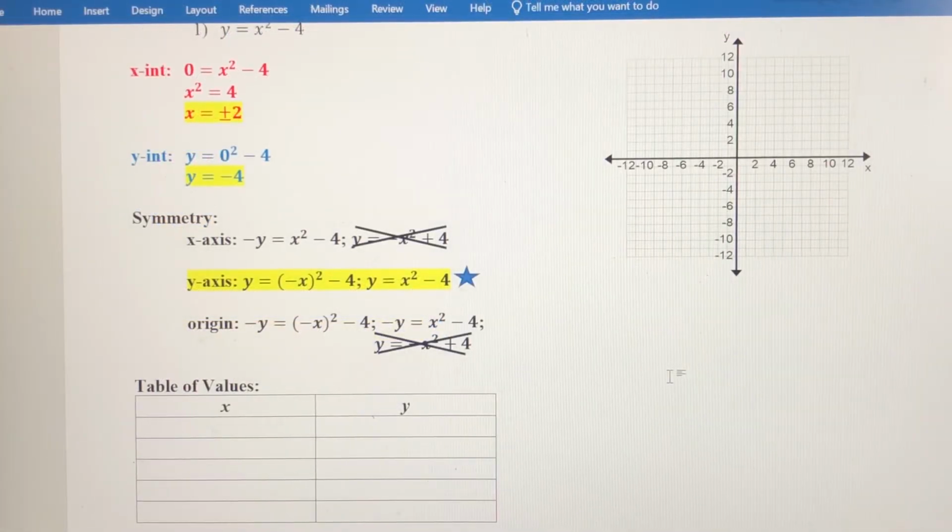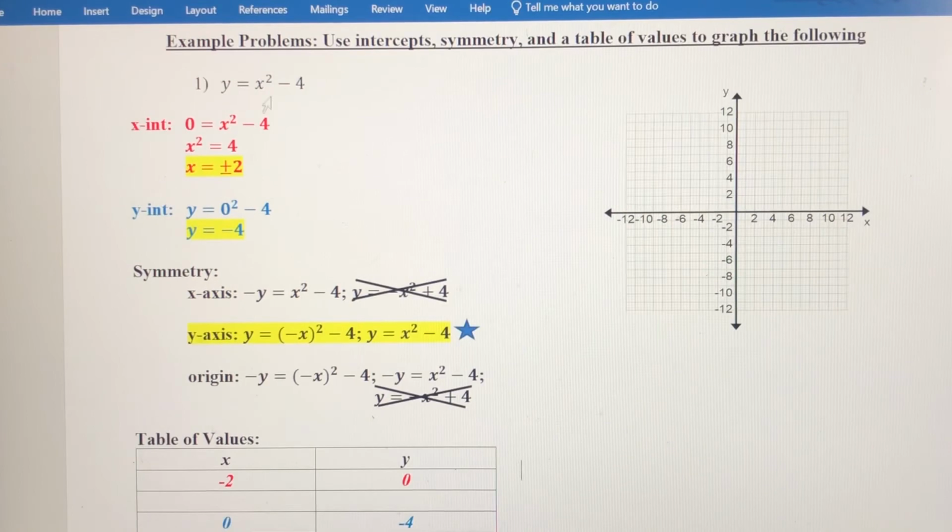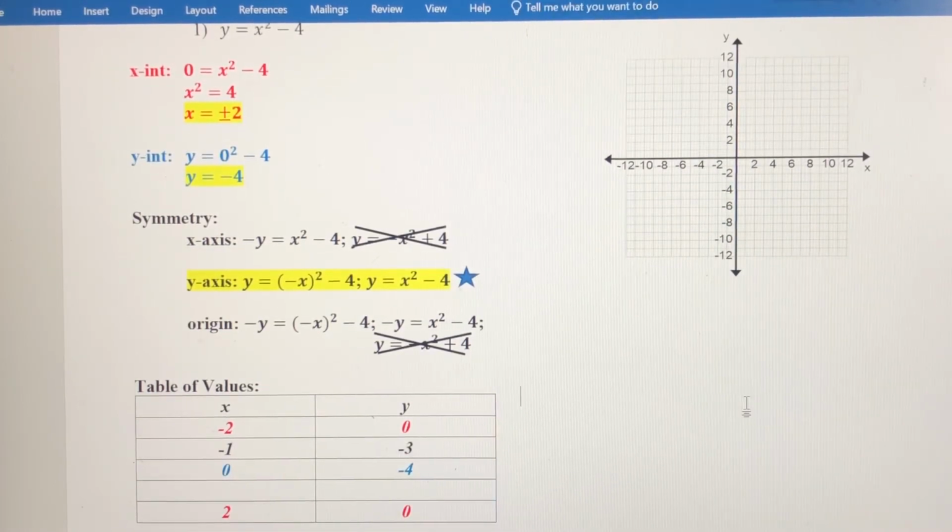All right, now I have everything I need to make the table of values a little bit easier. I've got my x-intercepts, so let's plug those into the table of values: negative 2, 0 and positive 2, 0. I had my y-intercept, which was between those two values, at 0, negative 4. Now I need a value for x between 0 and negative 2. That's an easy one: we can plug in negative 1. Negative 1 squared is positive 1, and 1 minus 4 is negative 3. So if I plug in negative 1, I get negative 3.